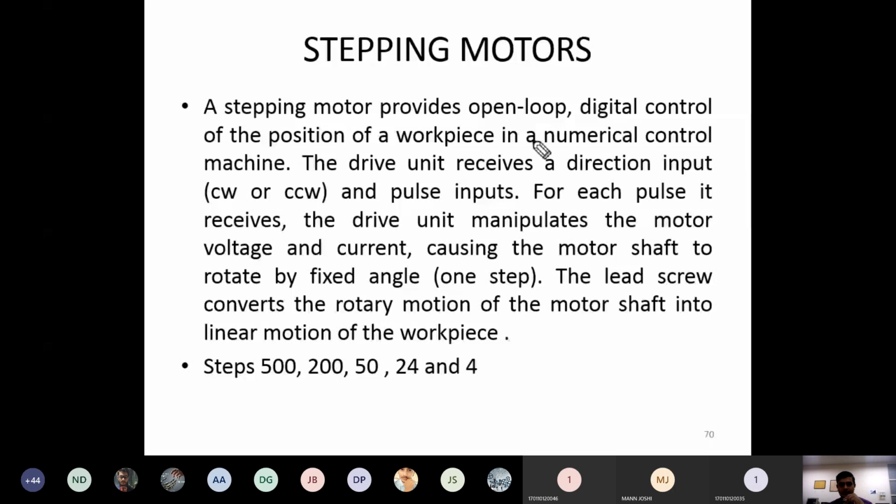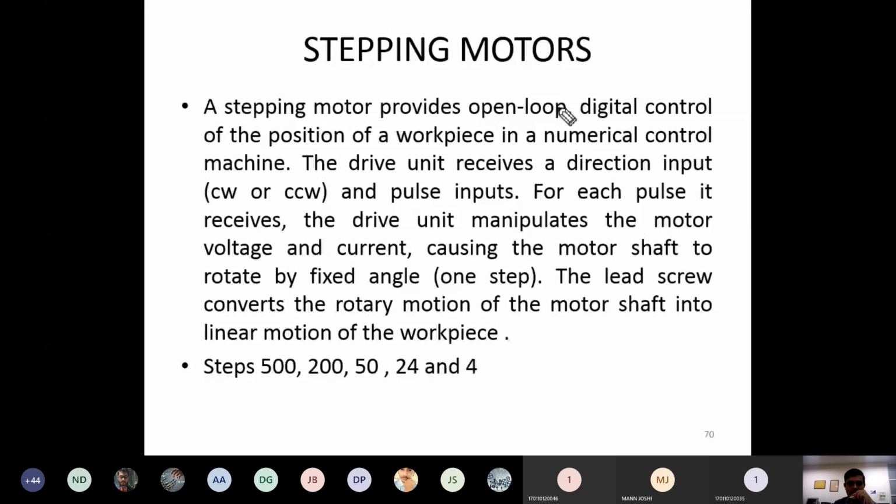Remember that there are two types of controlling system: open loop and closed loop control system. Servo motor is used for the closed loop control system, and stepper motor is used for the open loop control system, because there is no feedback device. That's why the stepper motor is used for open loop control system.